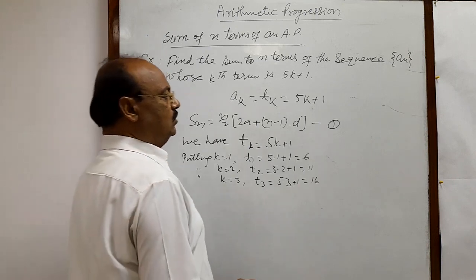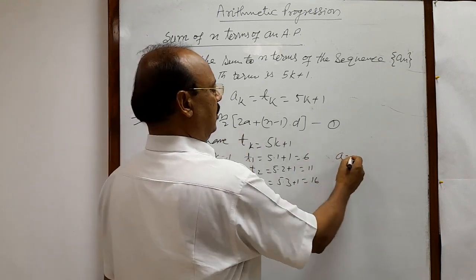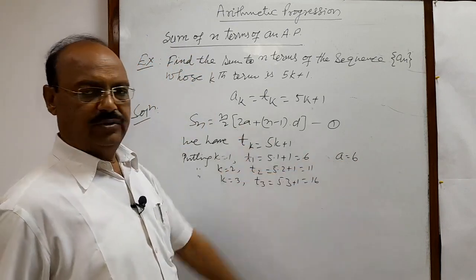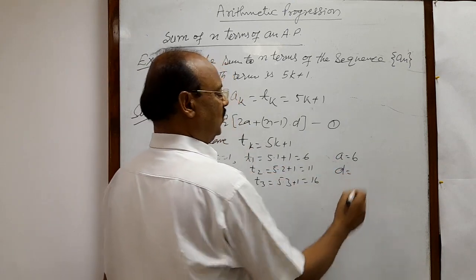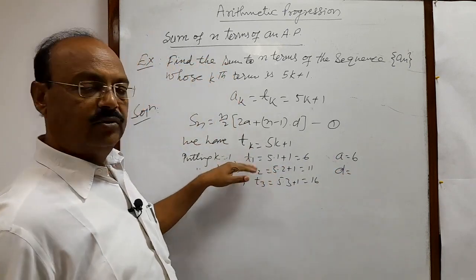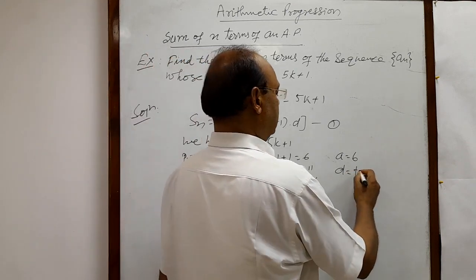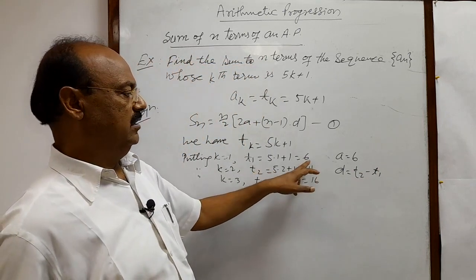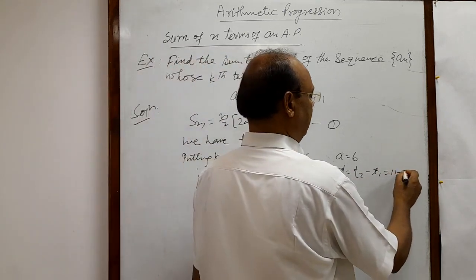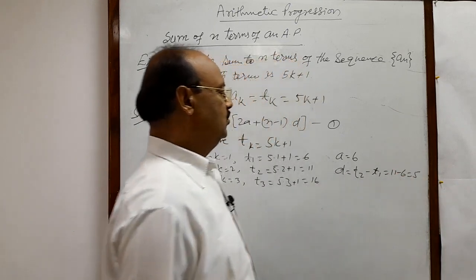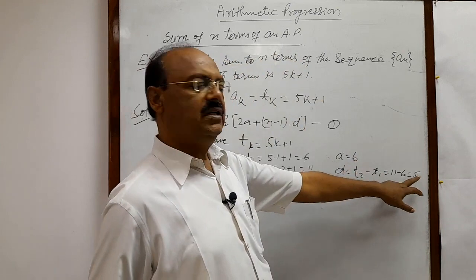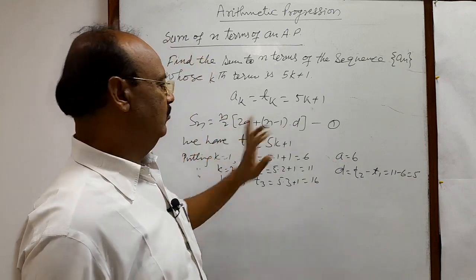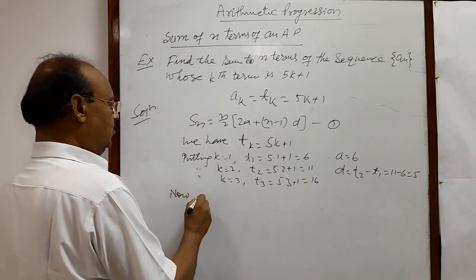Clear? So for this formula, the value of a will be 6. Generally we use a as the first term in this formula. So a is equal to 6, and d is equal to how much? We can get the value of d by subtracting two consecutive terms. So d is t2 minus t1, and t2 is 11 and t1 is 6. So this is equal to 11 minus 6, which is equal to 5. So the value of a is 6 and the value of d is 5. Now by using this formula, we can get the sum of n terms very easily. So now let us use this formula.